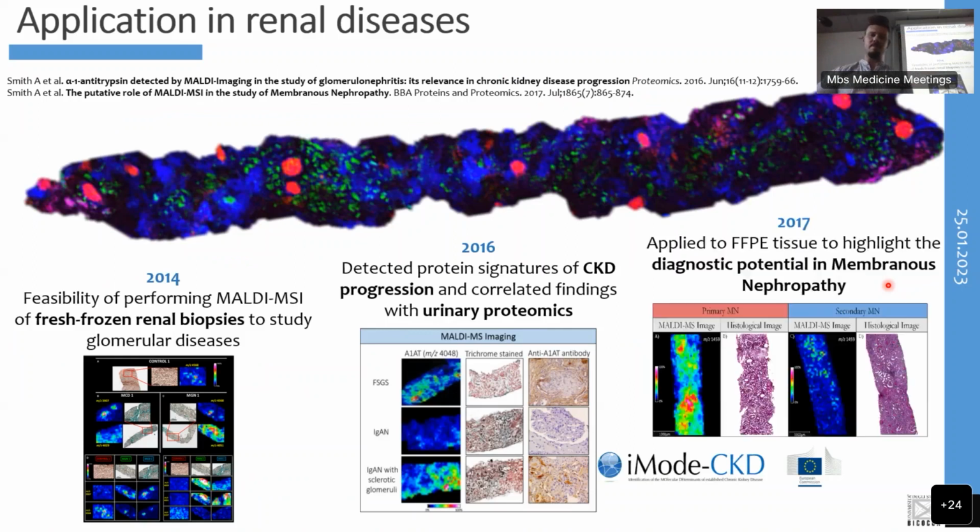And again, in 2017, work that was very important to us is that we first developed protocols so that we could apply this technology to formalin-fixed paraffin-embedded tissue. And again, this meant that now we can be involved in multicentric studies and receive samples from all across Italy and Europe. And in fact, one of the disease contexts that we applied this to first was membranous nephropathy, where we generated protein profiles of glomeruli to distinguish idiopathic cases from secondary cases.